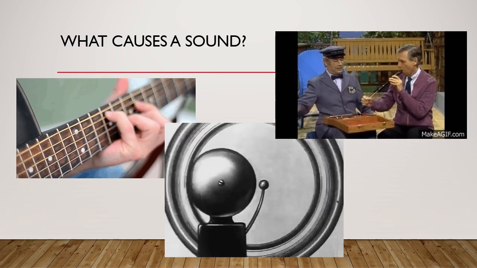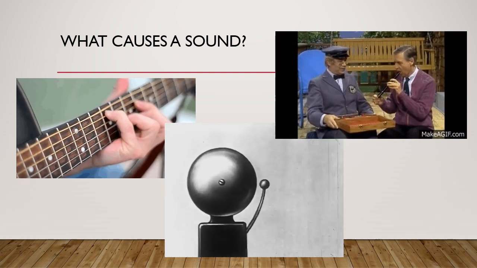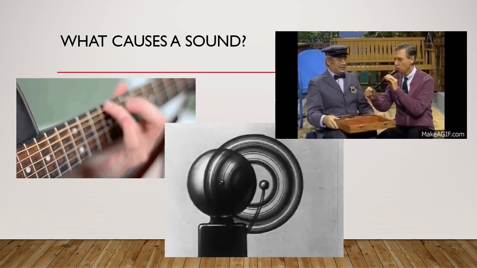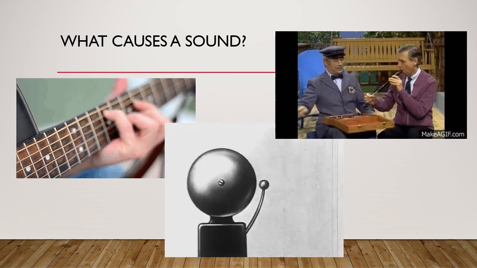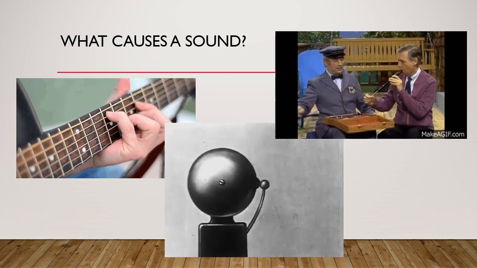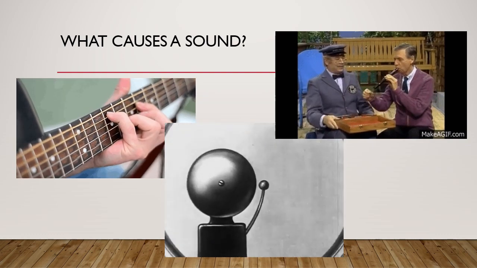Or you might get a slide whistle, where again, we're vibrating air inside the whistle itself, and that's causing different sounds to be emitted based on the length of the whistle. So all of these are about vibrations in air, which our ears are going to detect and turn into sound.